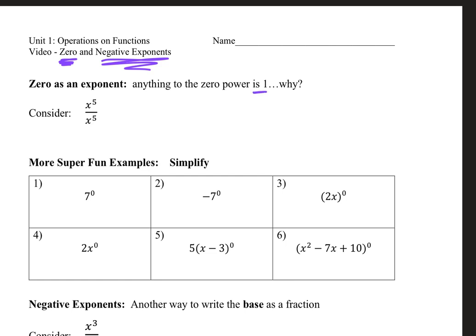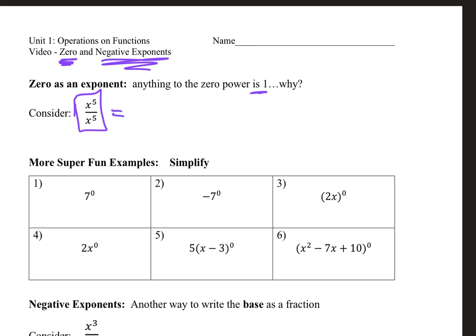All right. 0 as an exponent. Anything to the 0 power is 1. Why? So anything to the 0 power is 1. Okay, why is that the case? Well, that is the case because when we divide here, so this is just an example of how this works, to hopefully show you why.